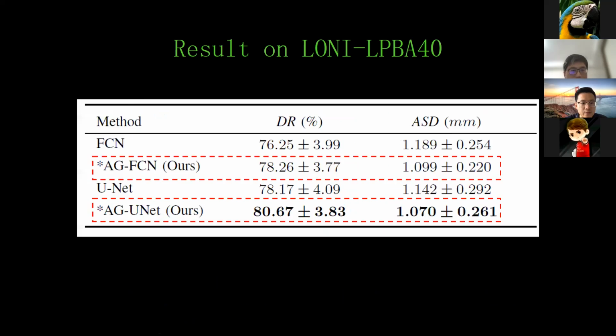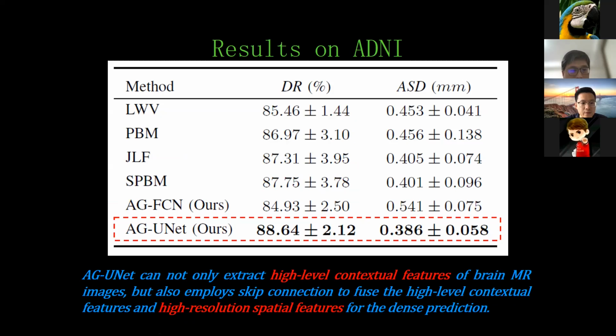From this experiment, we can see our method has both high segmentation accuracy and very fast speed. For example, our AGUNet method can segment an image in less than 5 seconds, while for the state-of-the-art method, for example the GIF method, they usually use more than 1 hour to segment an image.